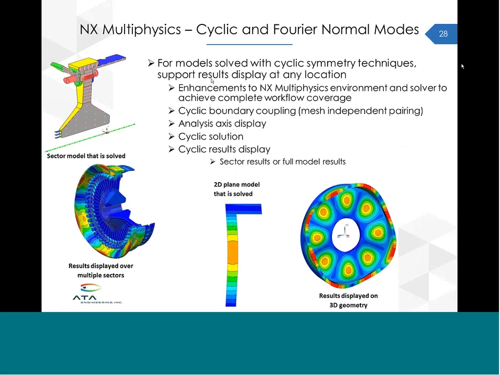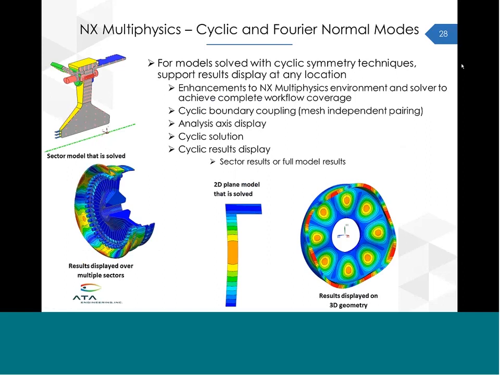Now, when it comes to NX multiphysics, there have been a number of enhancements to support post-processing of cyclic and Fourier normal modes. For those of you who may not be familiar with these types of analysis, on the left-hand side of the screen you'll see an example of this new support for cyclic normal modes. What we've done here is take just a small sliver of this engine manifold. It's still a 3D solid body, but rather than mesh and analyze the entire engine, we just want to work with this one sector for the sake of computational efficiency.